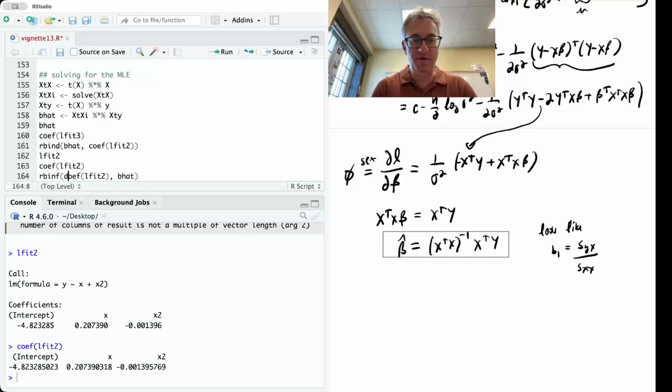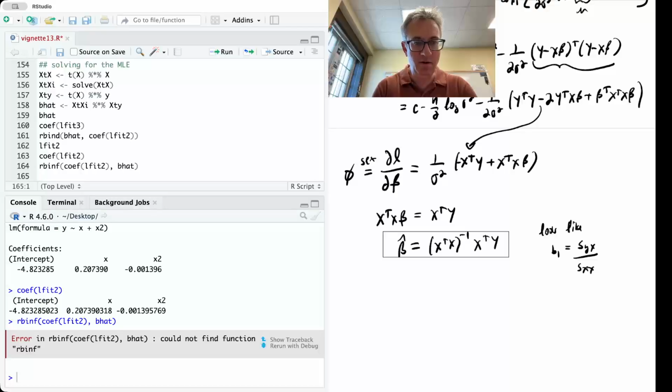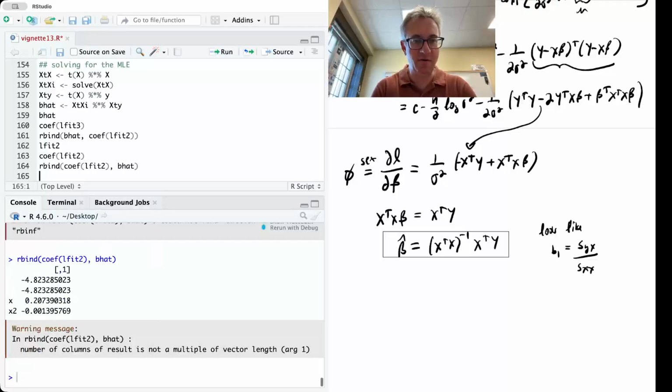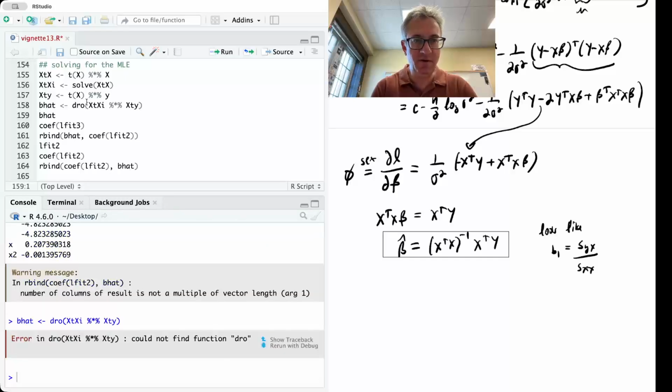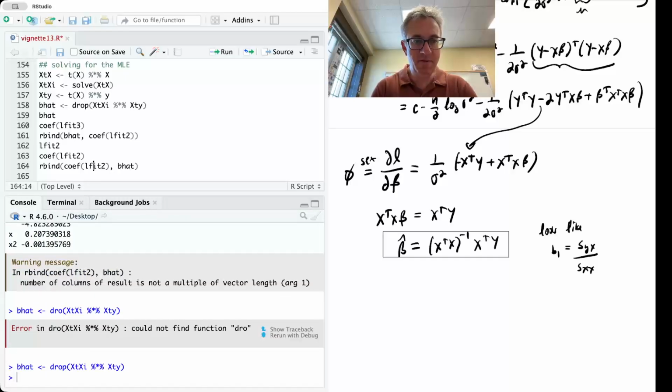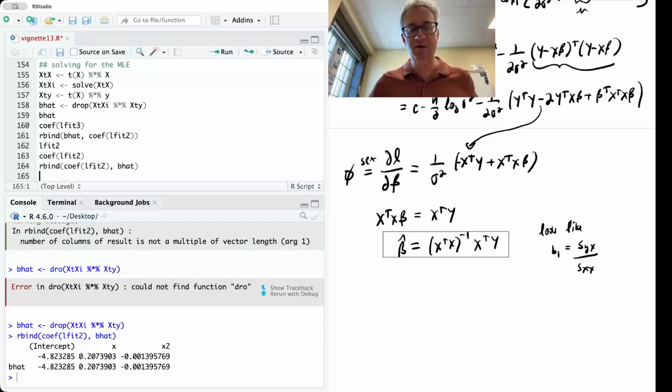I don't know why I'm having a morning here. Could not find function. I'm just doing everything wrong. Number of columns. I think it's just complaining that this is a matrix. Let's see if I fix it there. Good. Okay, so they are the same thing, but it just took a little work to massage those into a way that we could see that what we calculated last time by the lm command and what we just calculated with the formula is exactly the same numbers.